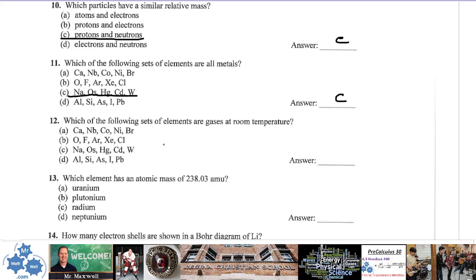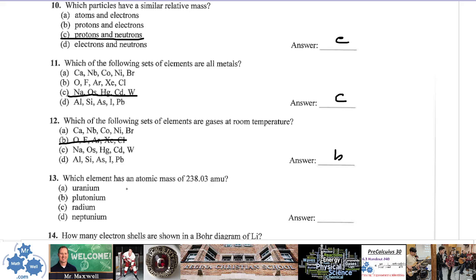All right. Number 12. Okay, turn around. Which of the following sets of elements are gases at room temperature? B. You think B? Yes. Oxygen, fluorine, argon, xenon, chlorine. I think you're correct. B. Calcium is a metal solid here. We've got sodium as a solid, aluminum as a solid.